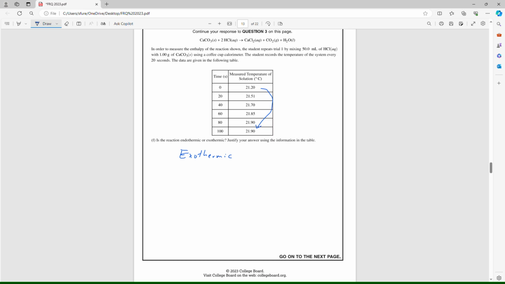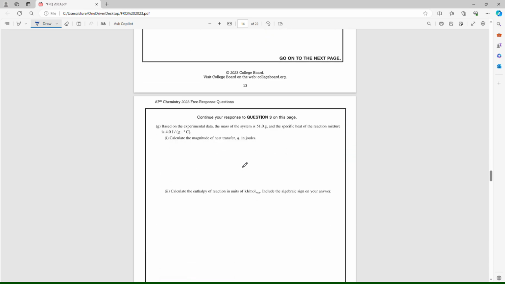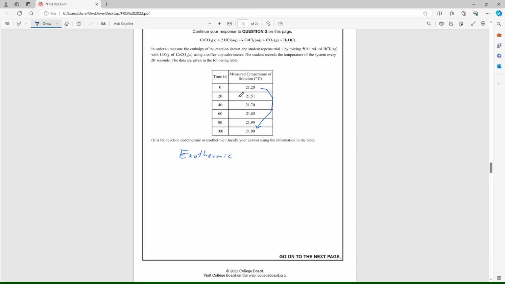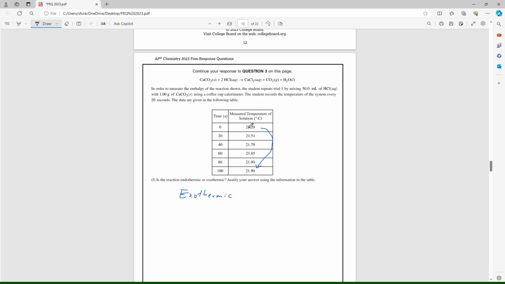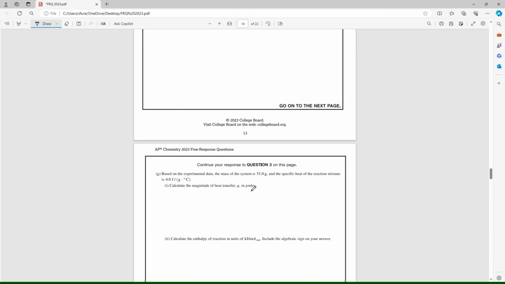And you would just say temperature is increasing. All right, part G. So since the temperature of the solution is increasing, the reaction is releasing energy into its surroundings. That's your justification. Since the temperature of the solution is increasing, the reaction is releasing energy into its surroundings.